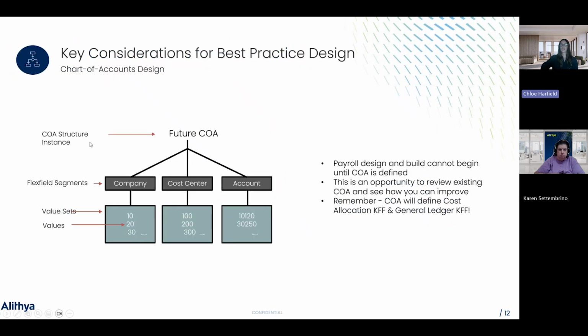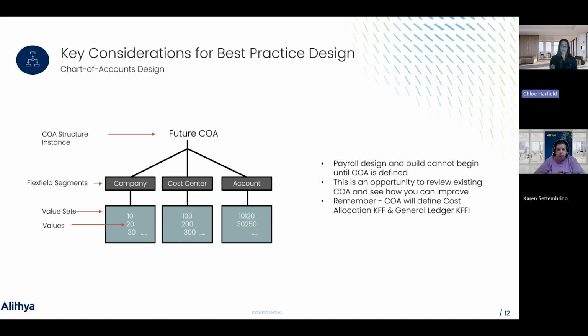On the chart of accounts design perspective. As you can see, and we've looked at this graphic a little bit earlier, the chart of accounts is the backbone of both your general ledger and the payroll costing setup. Each of the segments is defined through company, cost center, account, and project, and defined by value sets. And that's controlling which values are valid in each of the segments.